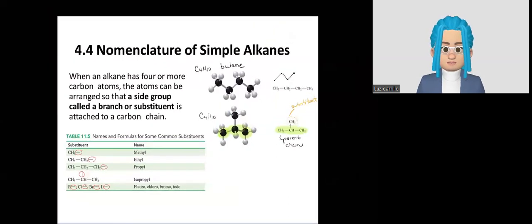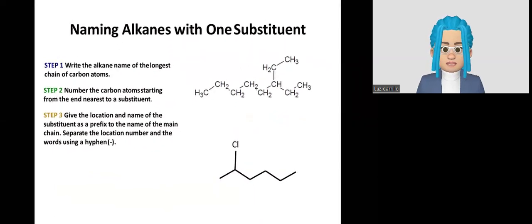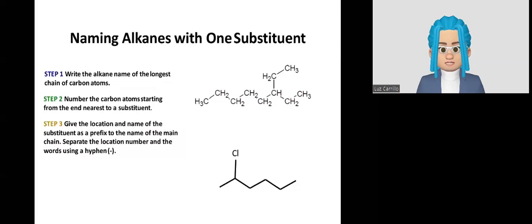Now we're going to proceed to learn the rules for how to name alkanes given a structure. We are first going to learn the rules of how to name alkanes when you have one substituent. Every time we have an alkane with one substituent, we have to find what is the longest continuous chain of carbon atoms in our structure. Next, we are going to be numbering the carbon atoms starting from the end that is nearest to a substituent.